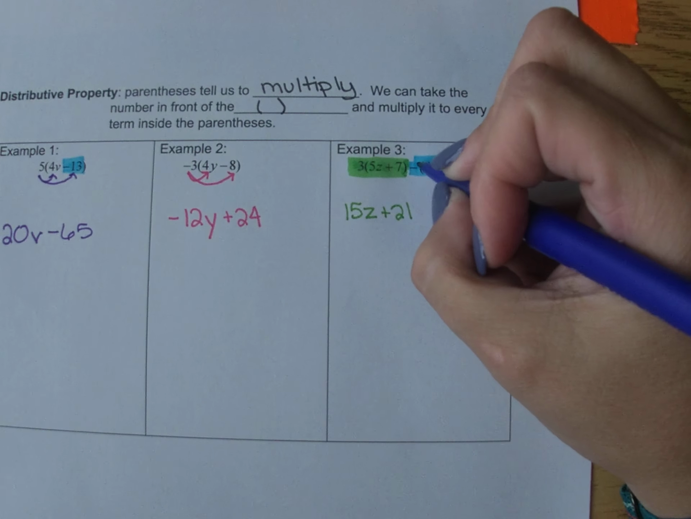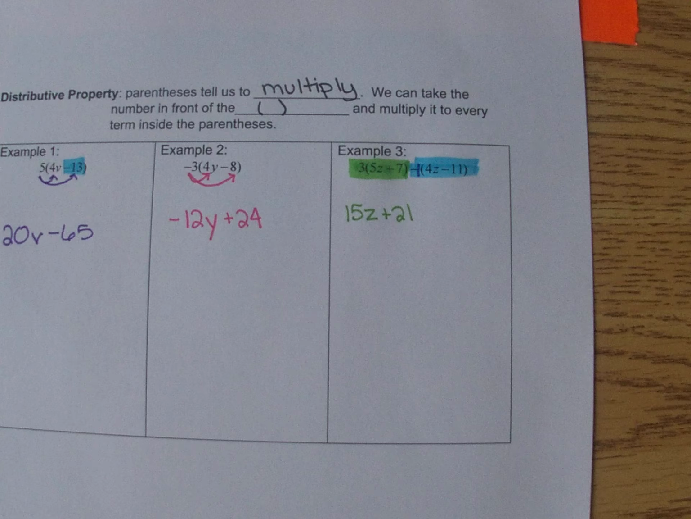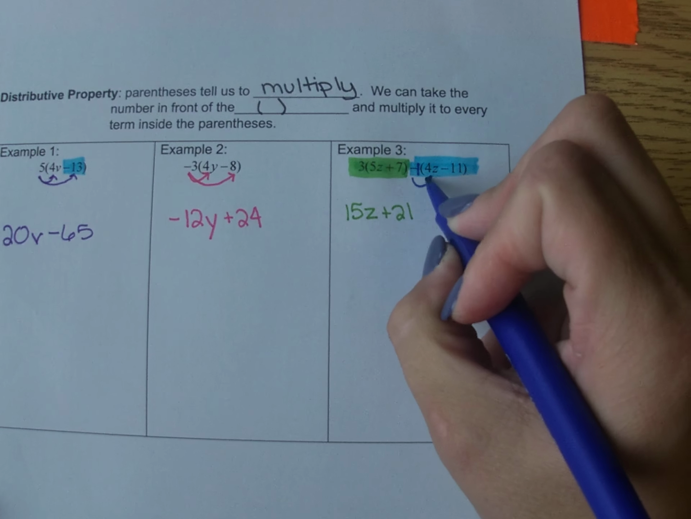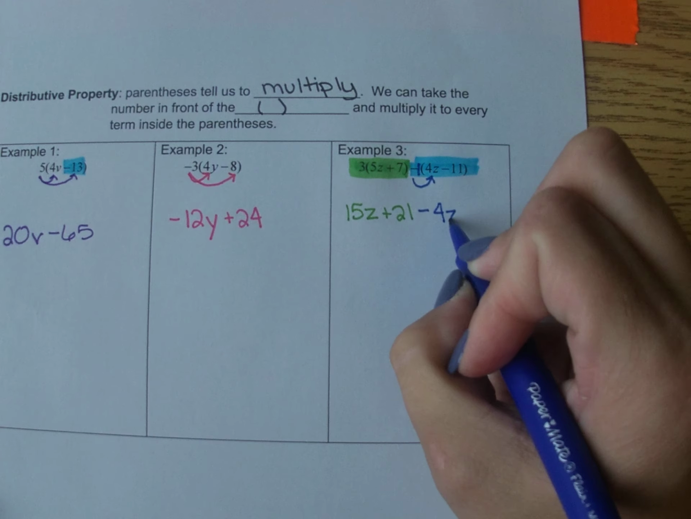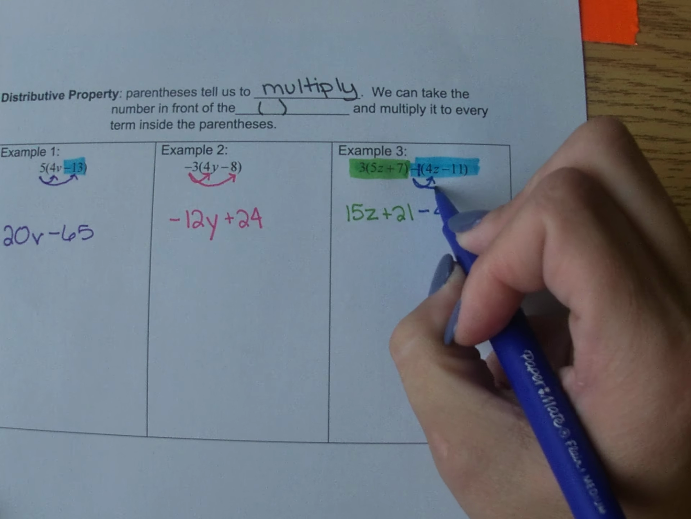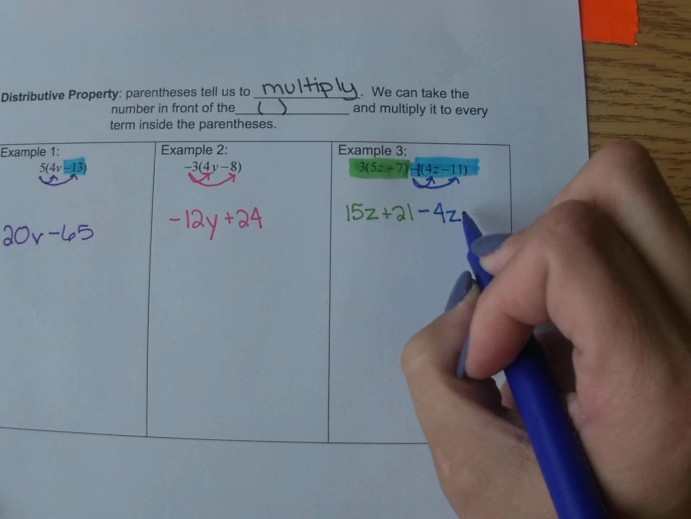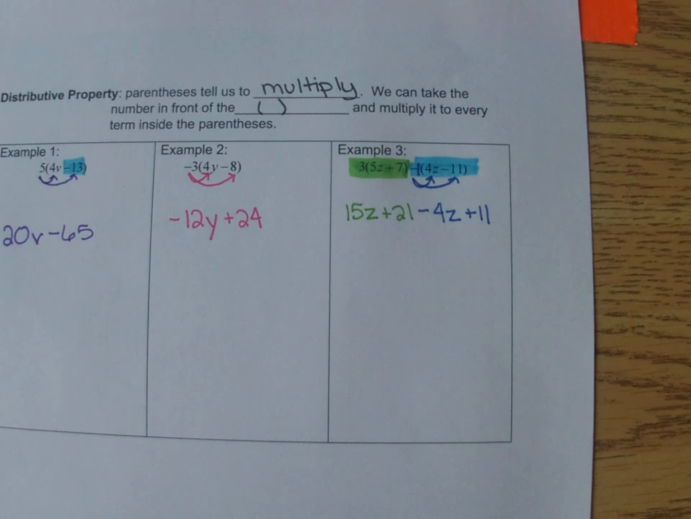Now I'm going to focus on my second set of parentheses. So notice how there's this negative sitting out in front, right? That's really a negative 1. So I'm going to take negative 1 times 4z, which will give me a negative 4z, and negative 1 times negative 11, which will give me a positive 11.